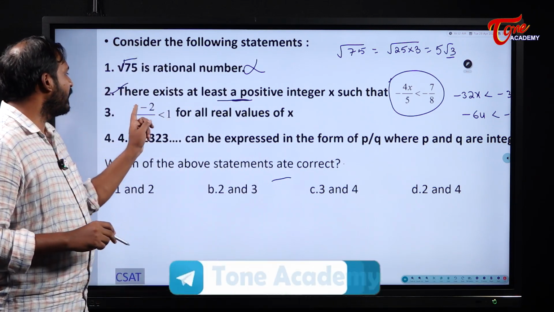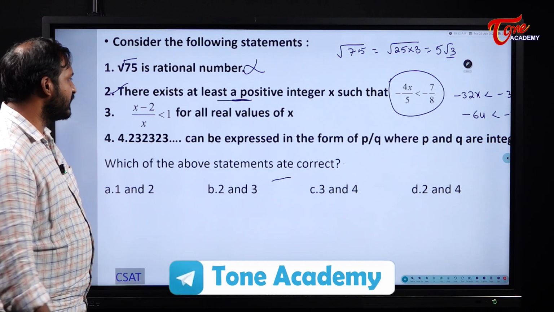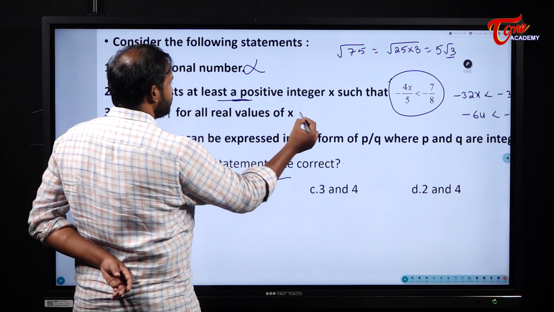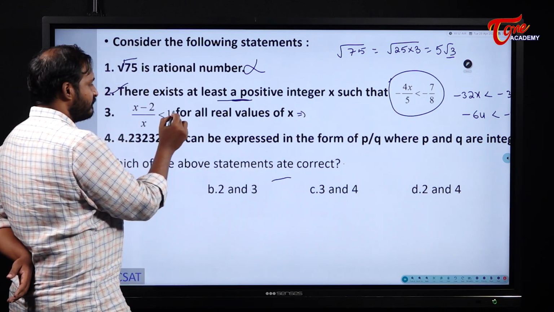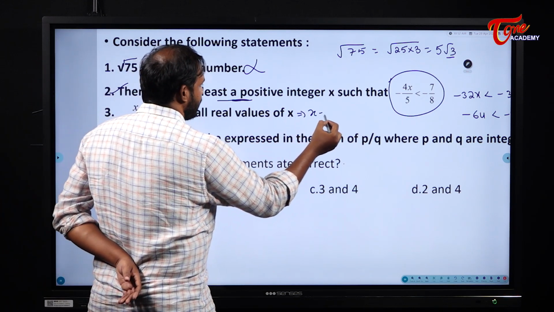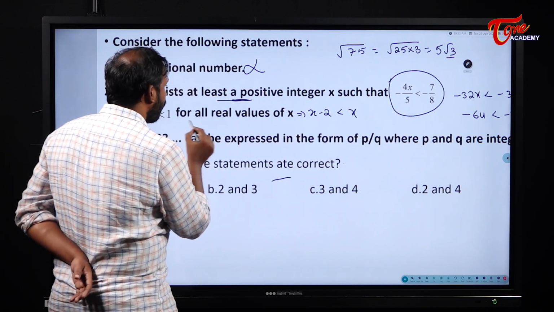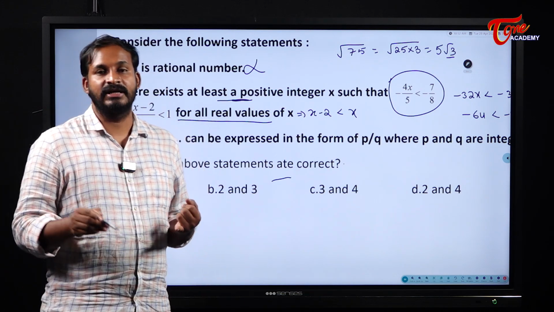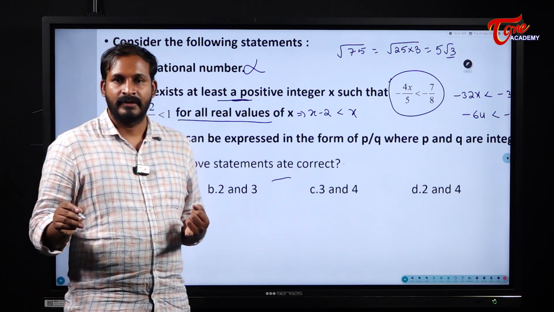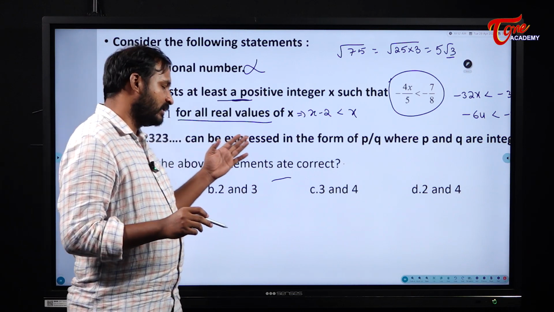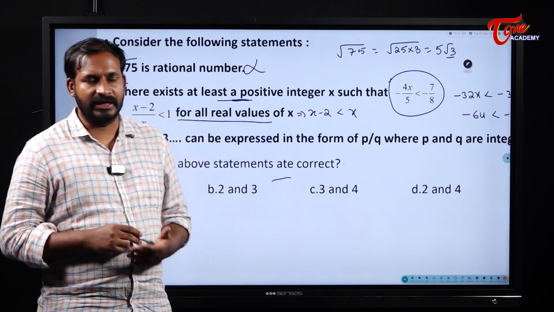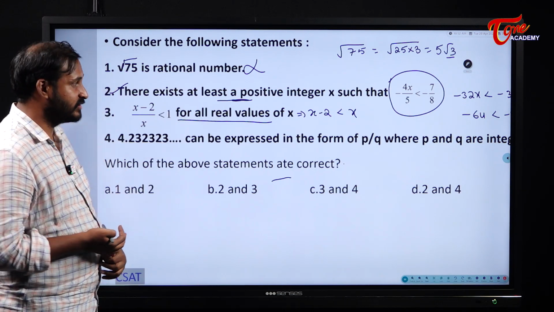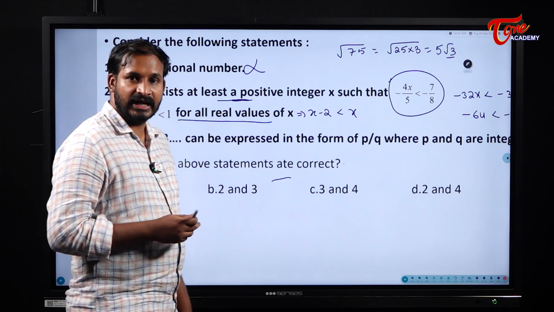Next one. x minus 2 by x is less than 1 for all the real values of x. Now I will cross multiply it. Please see here, x minus 2 by x, when I send x to that side, it becomes x minus 2 is less than x. For all real values of x, he is telling. All real values means what values can you take? You can take p by q's, real numbers, or all the positive and negative integers, and all the values you can take. He is telling that for all values it is true. Is it correct?